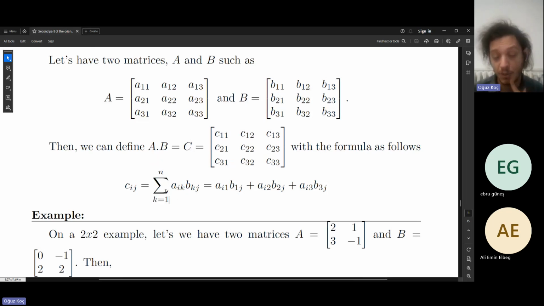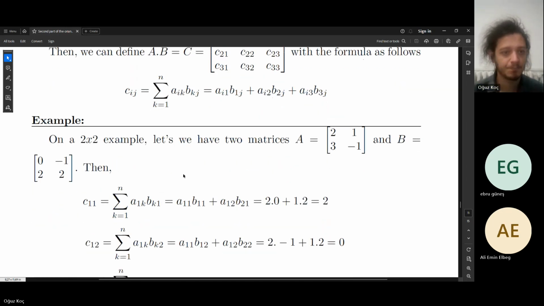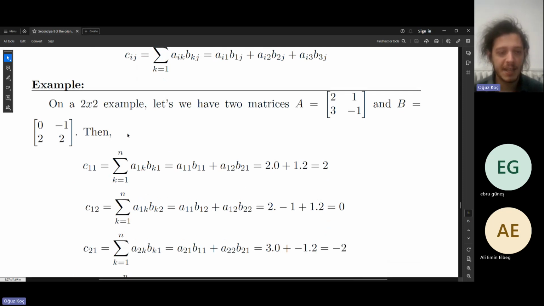There is the summation symbol here. It can actually be understood in the following example, but we are just using this order here. In this example, we have a 2 by 2 case. The first matrix A consists of 2, 1, 3, and -1. In B, we have 0, -1, 2, and 2.